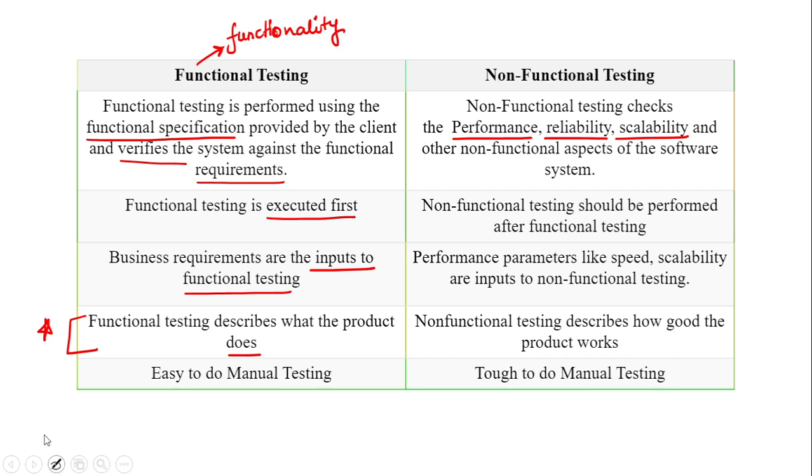They are clearly writing that non-functional testing should be performed after functional testing. Performance parameters like speed, scalability are inputs to non-functional testing. Non-functional testing describes how good the product works. Obviously जब आप उसकी performance check कर रहे हो, आप उसकी reliability check कर रहे हो, so obviously you are checking कि how good your product is. And then it is tough to do manual testing. Manual testing मतलब कि manually आप test नहीं कर सकते.